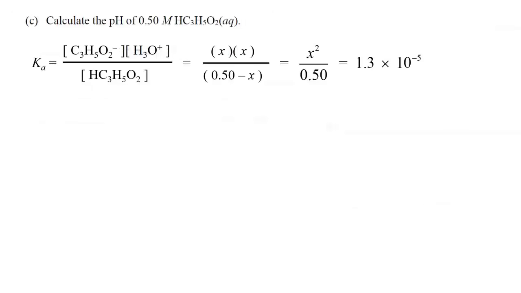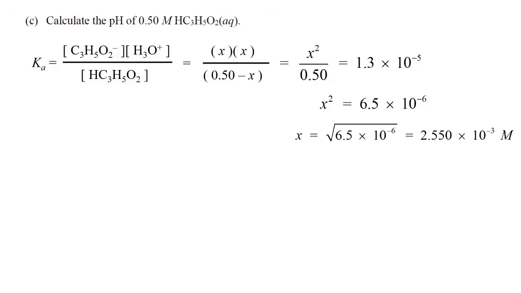Now, the next step is to solve for X, so I'm going to multiply both sides by 0.5. I get X squared is equal to 6.5 times 10 to the negative 6. I will take the square root of both sides of the equation to solve for X. I get X is equal to the square root of 6.5 times 10 to the negative 6, and that gives me 2.550 times 10 to the negative 3 moles per liter, which I will round off to approximately 2.6 times 10 to the negative 3 moles per liter. So that is my concentration of the hydronium ion.